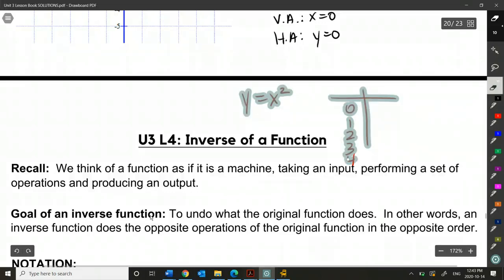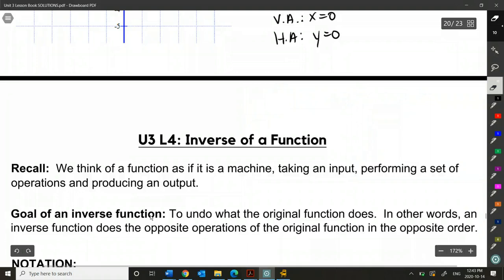What points would you use for x squared? I like to use -2 all the way to +2. So -2, -1, 0, 1, 2.